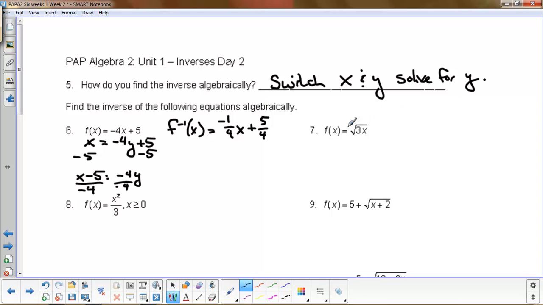Alright, before we continue on this one, we must understand that there's a restriction. The restriction on the original function is x must be greater than or equal to 0. Please refer back to domain restrictions from earlier in the unit to recall that particular restriction. Now we will switch x and y.